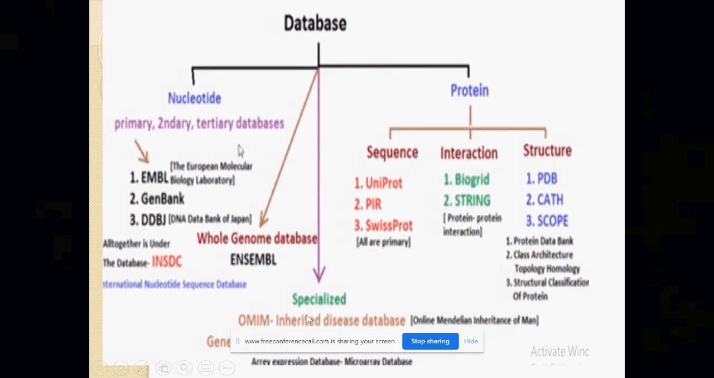And the next classification is specialized databases. One example is OMIM, which is Online Mendelian Inheritance in Man, which stores the information about inherited diseases. So these are the examples of the classification of databases.